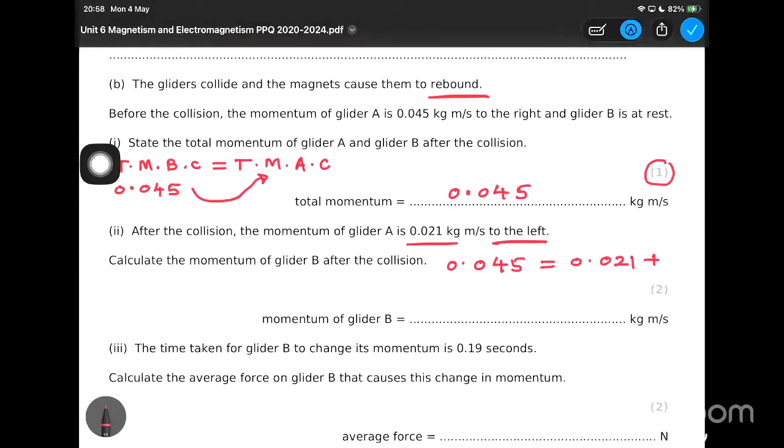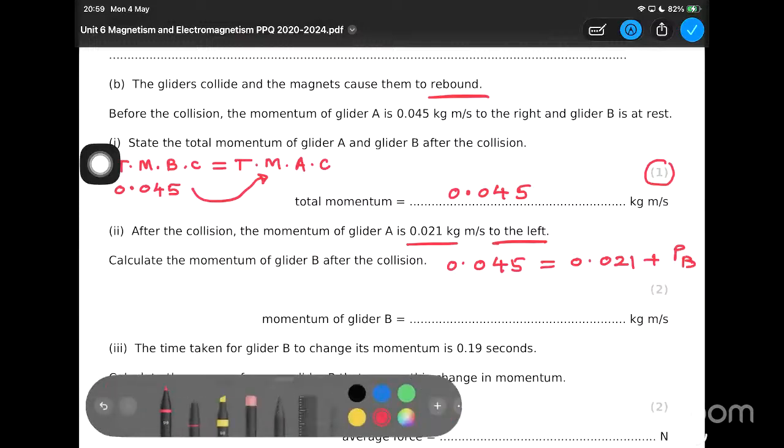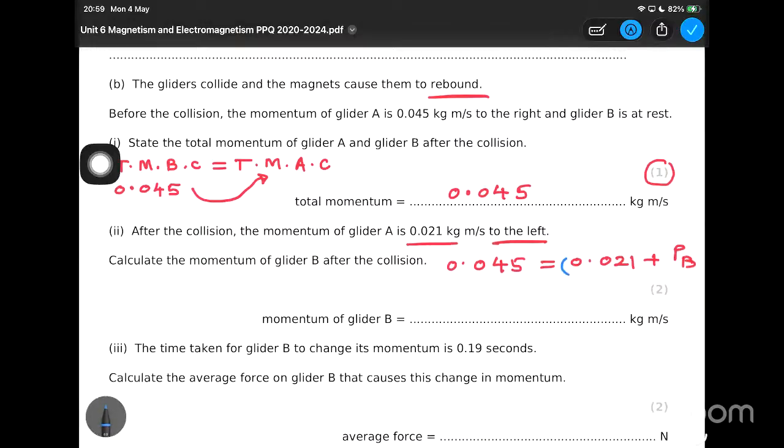The total value will be there. It is going to be PB, the momentum of glider B. The correct way is to use the directions, otherwise you will be getting a different answer, right? So this 0.021 is going to be a minus value.